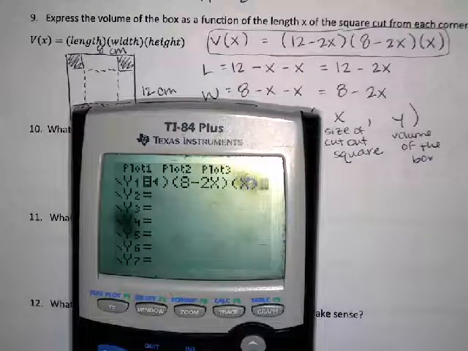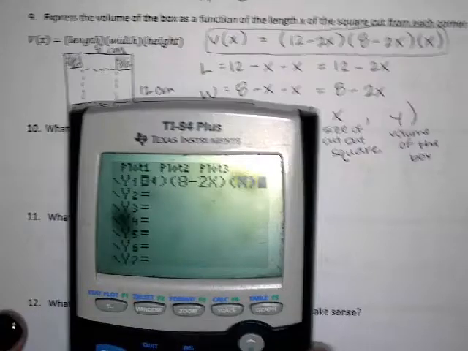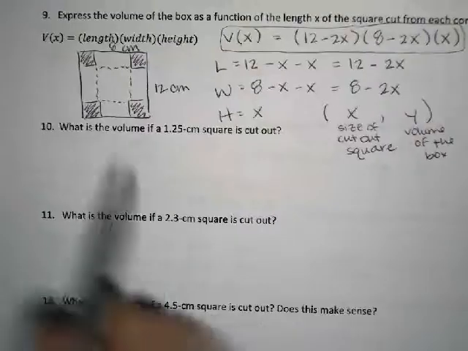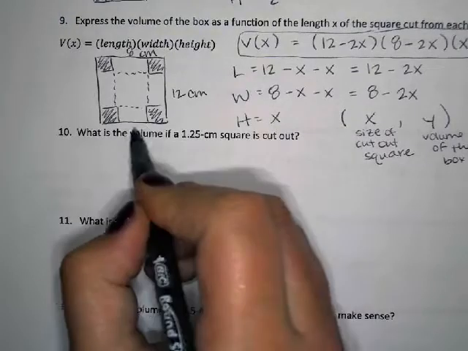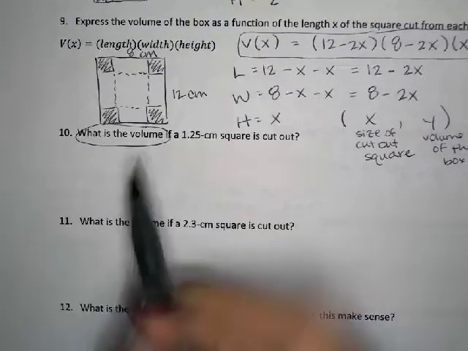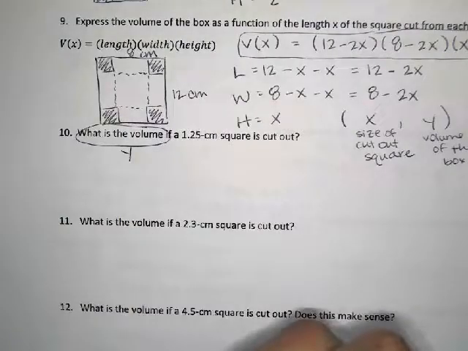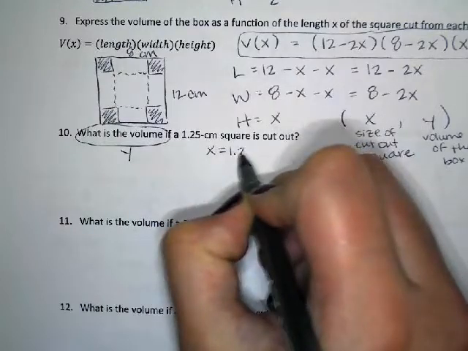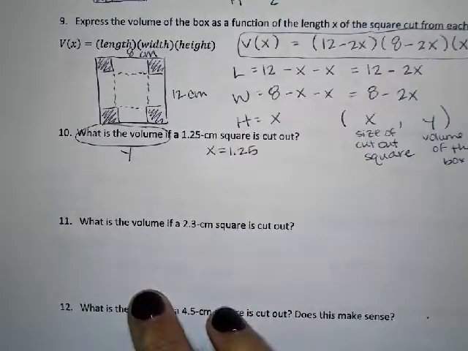And now for the first question, it says, what is the volume? So are we finding a y or an x? We're finding a y, which means they gave us an x. What x did they give us? X is 1.25. So how do we plug in an x if we want to find a y? Second trace. Second trace number 1.